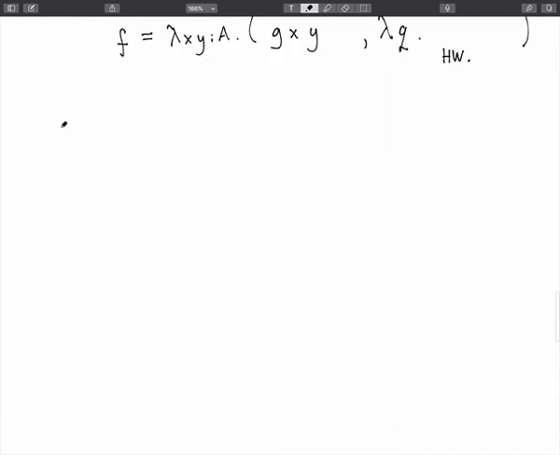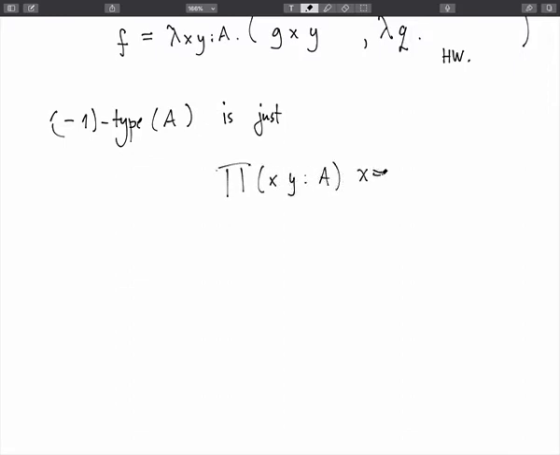So, -1 type A, it'll turn out that this is equivalent to pi xya, xay, and let me call this prop A.